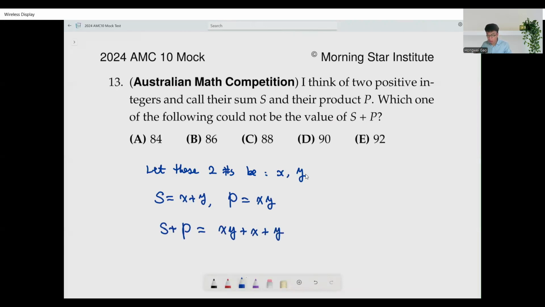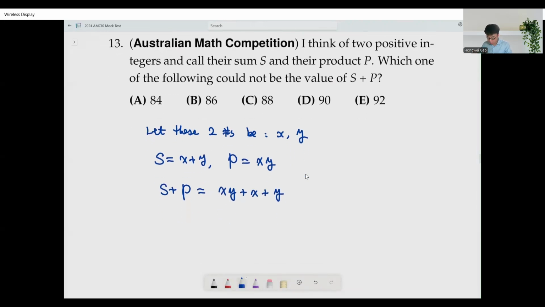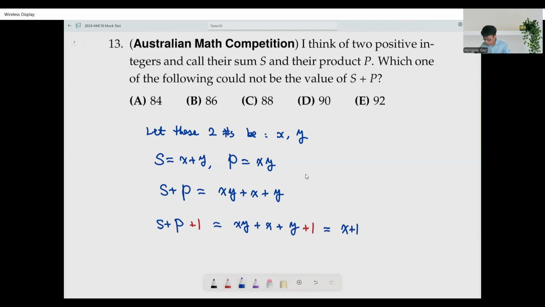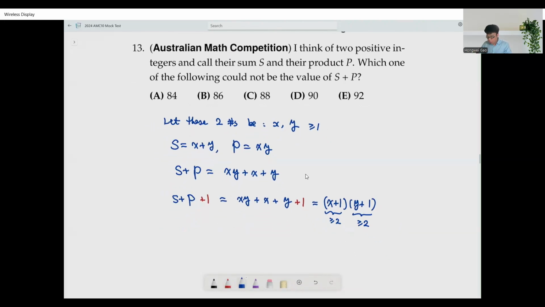Now here we apply an important factorization formula. Think about if we add 1 to both sides. S plus P plus 1 equals XY plus X plus Y plus 1, then we are able to factorize the right-hand side as X plus 1 times Y plus 1. And you know that X and Y are at least 1. That just means X plus 1 is at least 2. Y plus 1 is also at least 2. Now let's check those choices. Which number will make this possible?